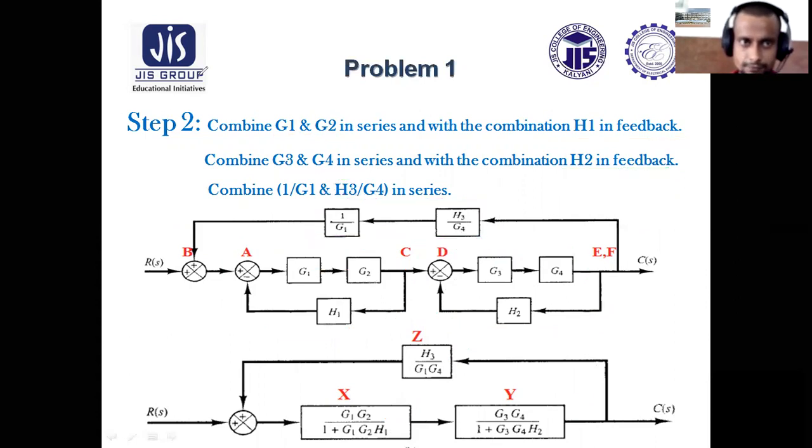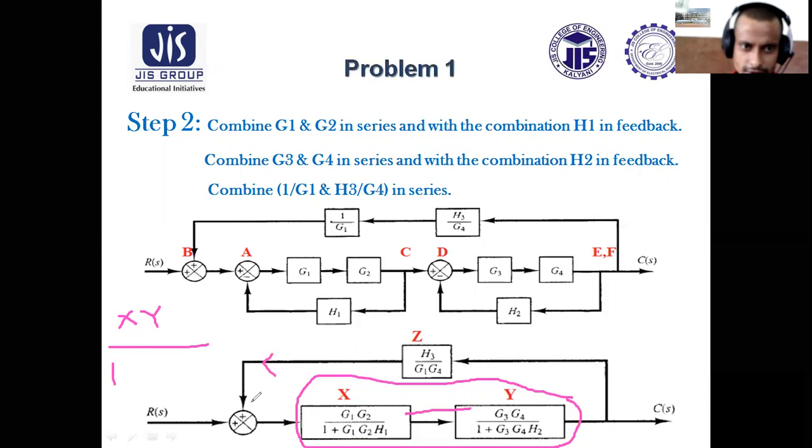Now these two are in series. With this series combination, H3 by G1, G4 is in feedback. So what would be the overall transfer function? Combining these two in series, it will be XY as the forward path and Z is the feedback path. So G by 1 plus GH, or 1 minus GH. Here this signal is entering at the plus terminal, so the formula will be G by 1 minus GH. G means XY and H is Z.